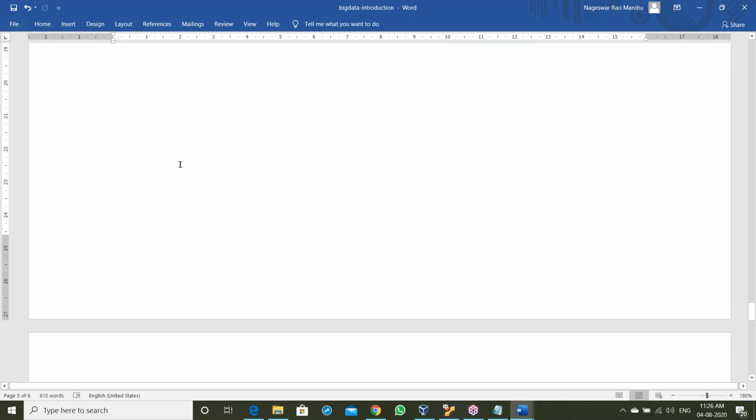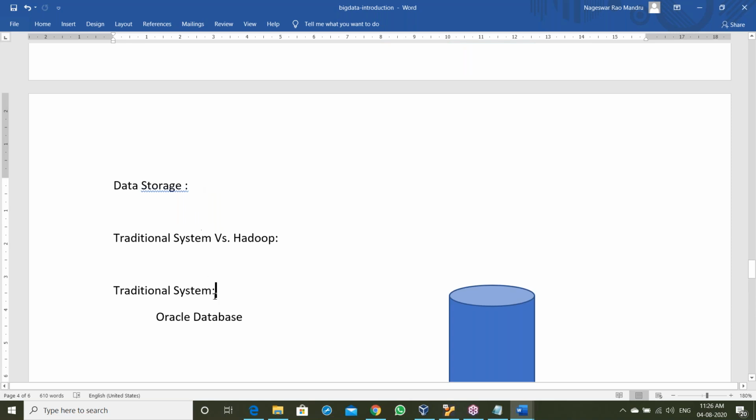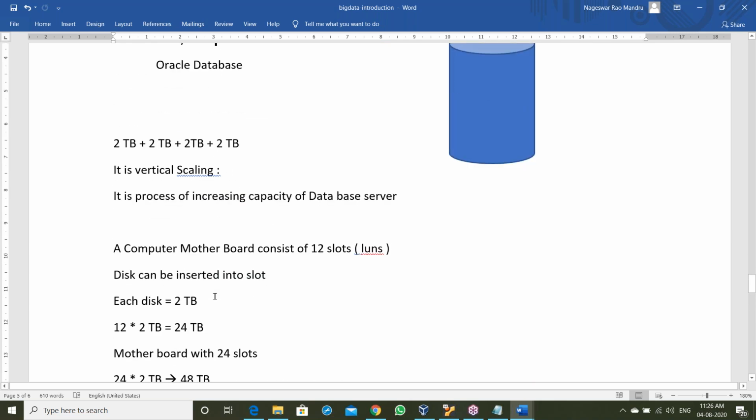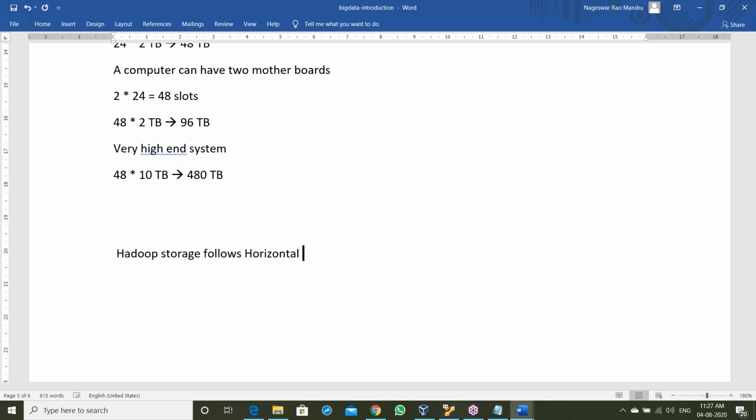Next, one more: horizontal scaling. Hadoop follows horizontal scaling. So this is the traditional system, and traditional systems follow vertical scaling. Right? Next, Hadoop. What is Hadoop storage here? Hadoop storage follows horizontal scaling. So what is horizontal scaling here?